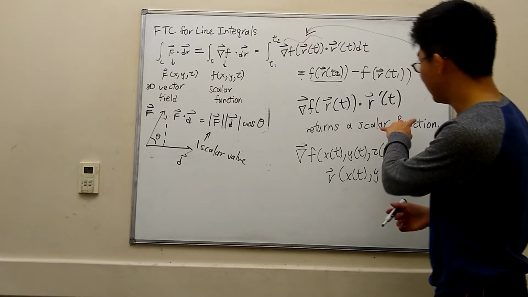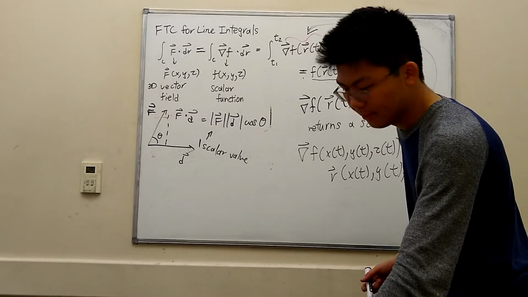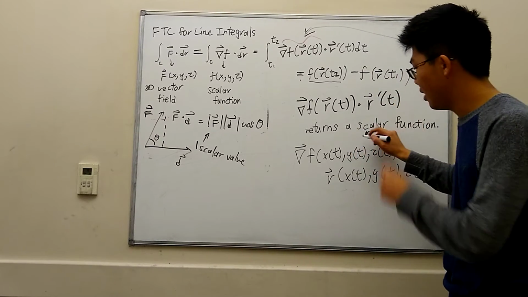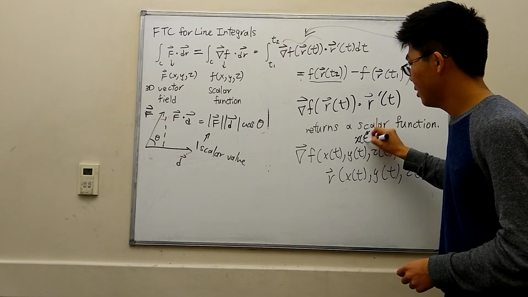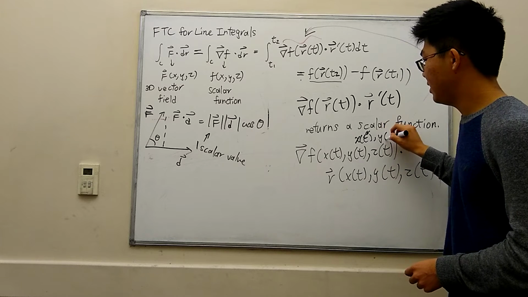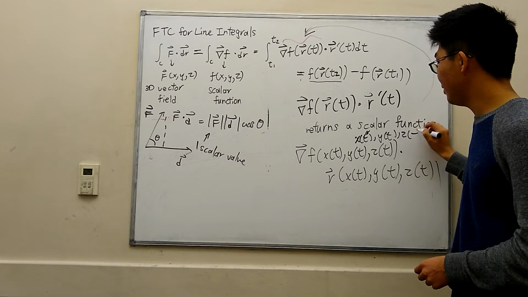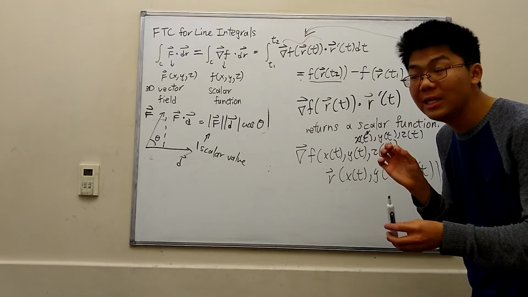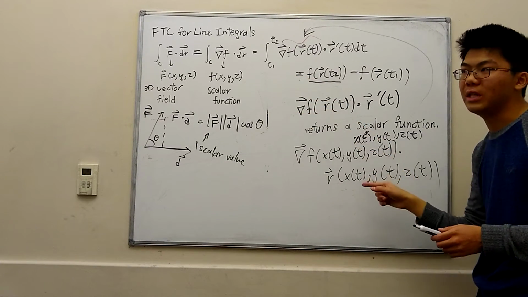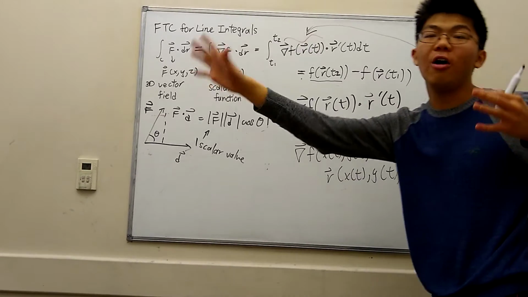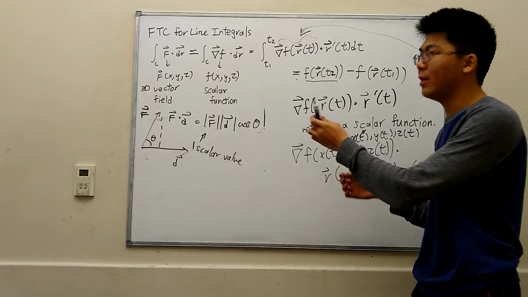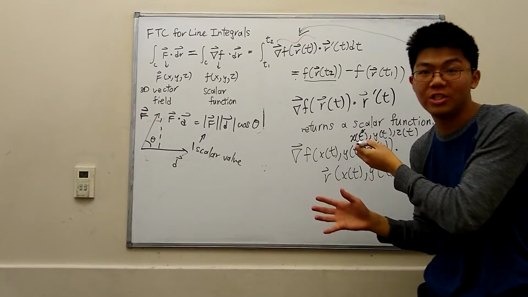So this produces a scalar function. This scalar function also has values of x of t, y of t, and z of t. So it still returns these three variables, but because we parameterize them according to t, they're on the blue line. So we're not considering all possible x, y, and z over space. We're just focusing on the ones that fell onto the blue line originally.